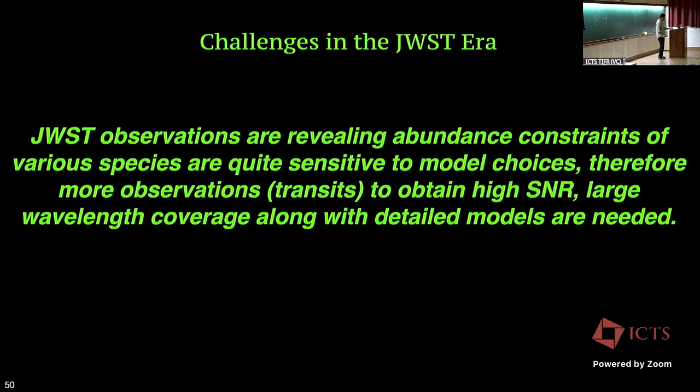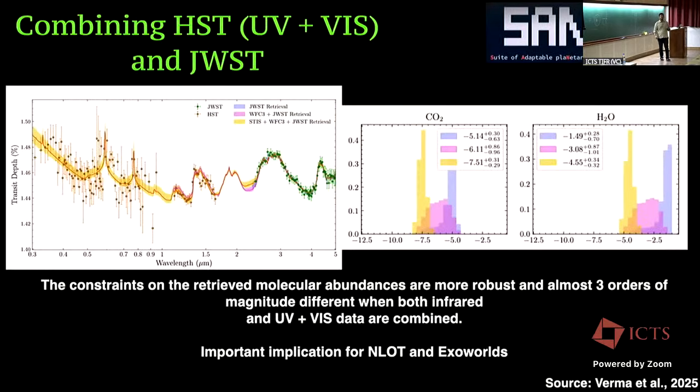One example of this is what we are seeing in one of the recent works, where we found that even with JWST, we cannot get accurate constraints on the abundances of the different species. This is for the same HD 209458b: this was just using HST, and this is JWST.